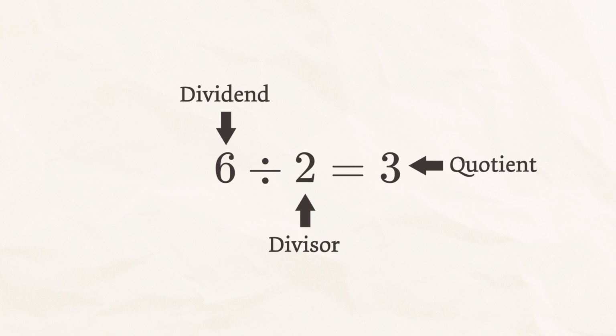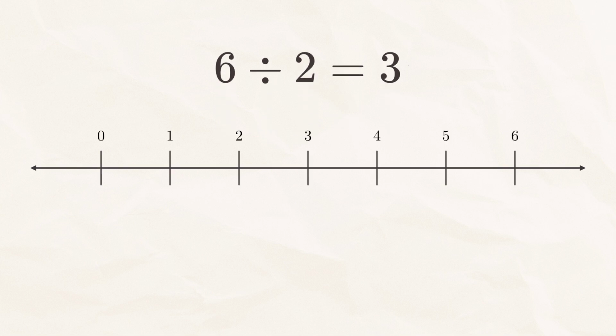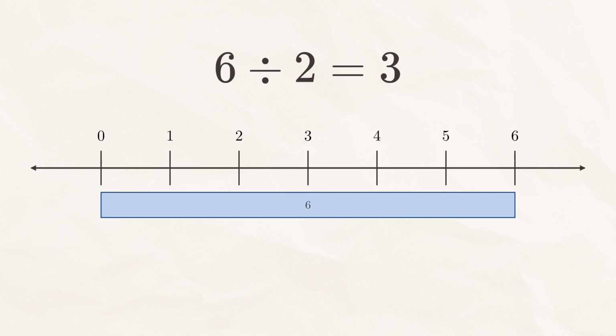To nobody's surprise, 2 goes into 6 3 times. But let's use a number line to look at this a bit more closely. We'll represent the dividend in the problem with this bar, and the divisor with this bar. Now, we'll see how many times 2 will fit into 6. Sure enough, 2 still goes into 6 3 times.